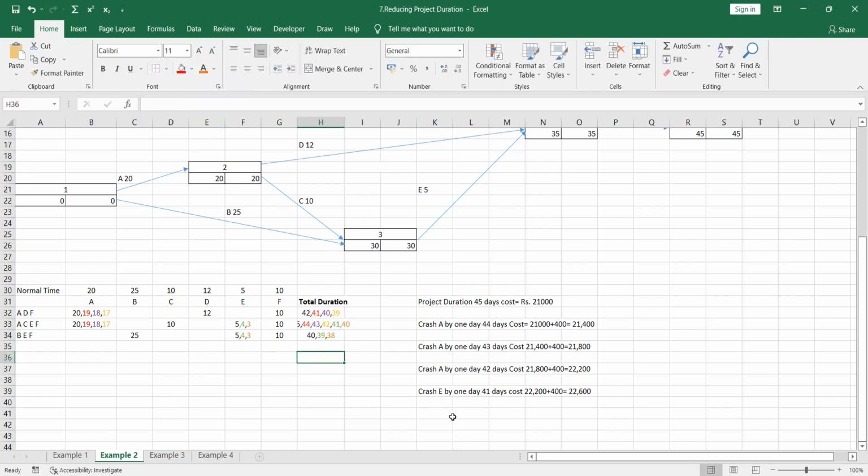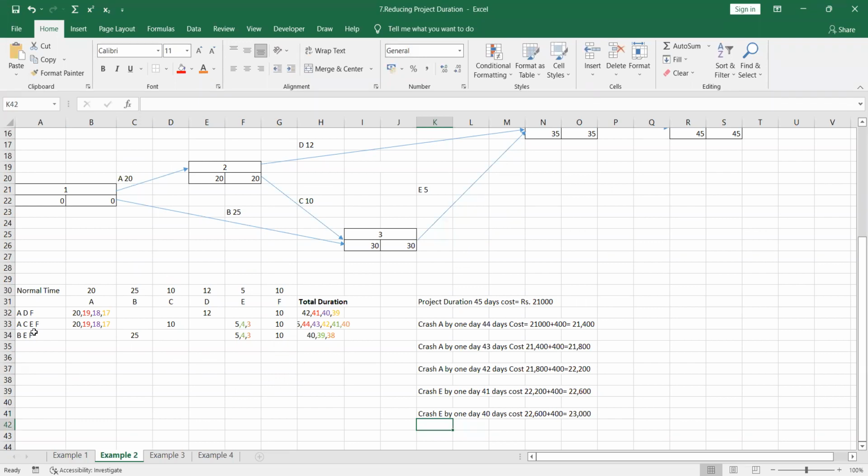Right, so among that, crash E by 1 day. By crashing E by 1 day, you can see still ACEF is the critical path. So we can make it as 40 days. And cost is how much? For the cost 22,600, you have to add E activity cost slope is 400. You have to add 400. That means the cost is 23,000 now.